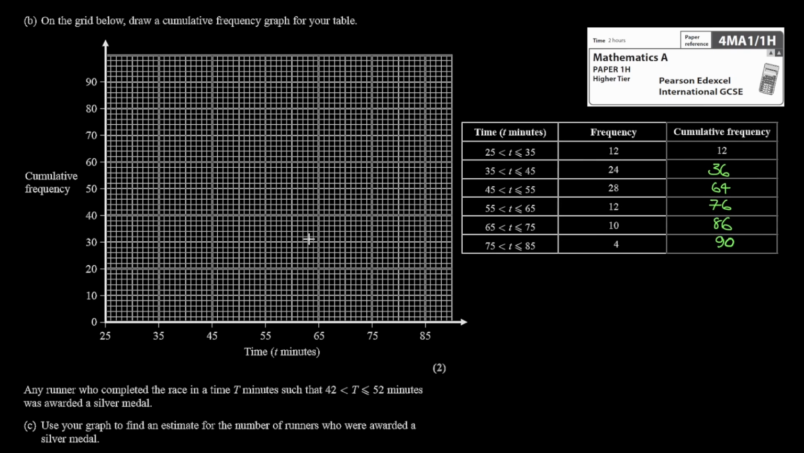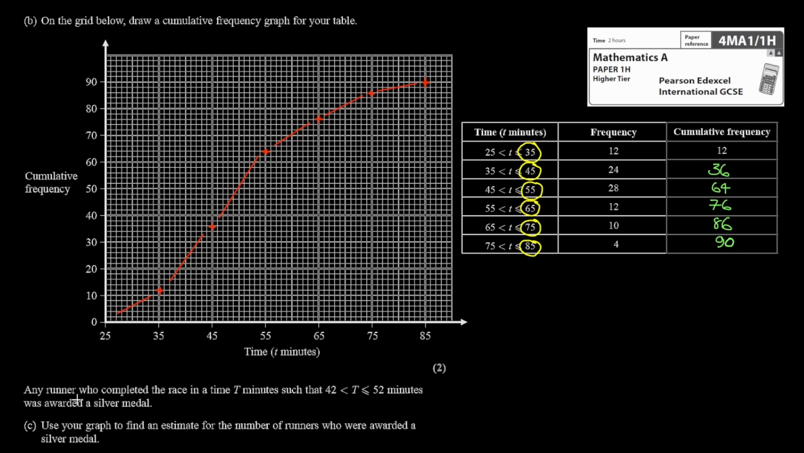Okay, in part B, we've been asked to plot the results of the cumulative frequencies on this chart to form a histogram. So the plot points of 12, 36, 64 and so on must be at the end of the group. So it is these numbers that we're going to be plotting against our cumulative frequency. And if you do that, you'll get this.